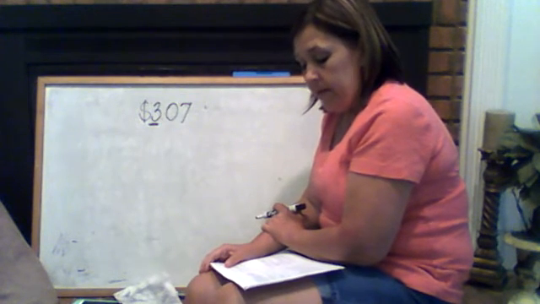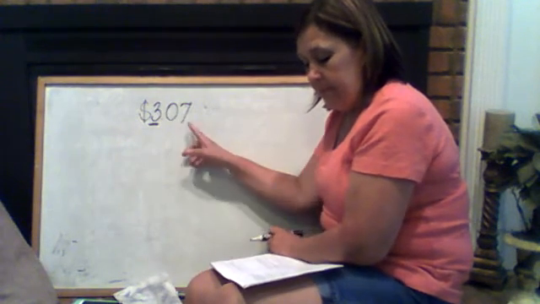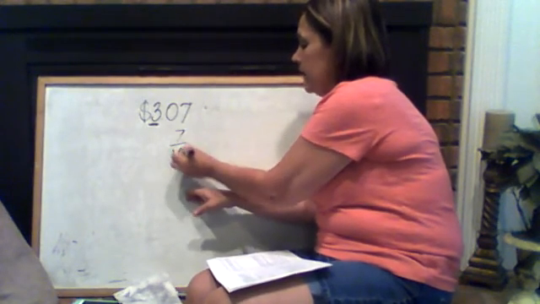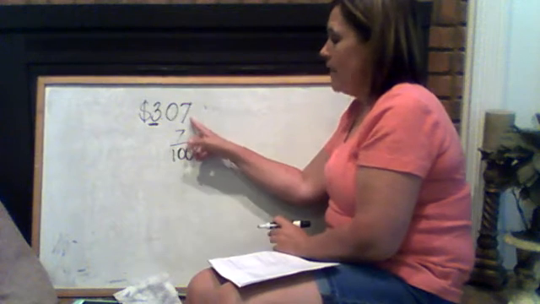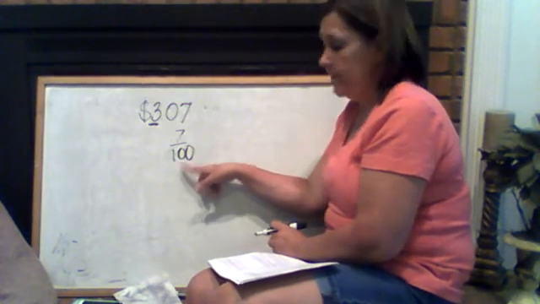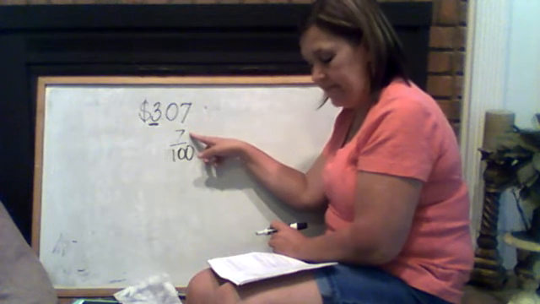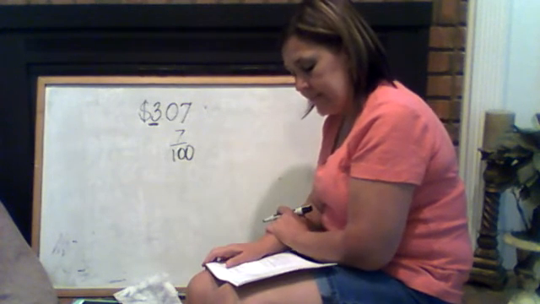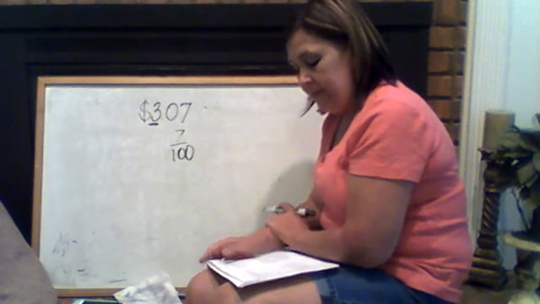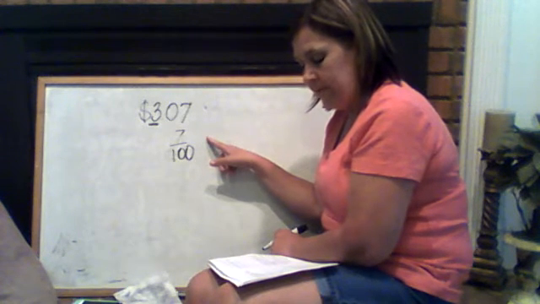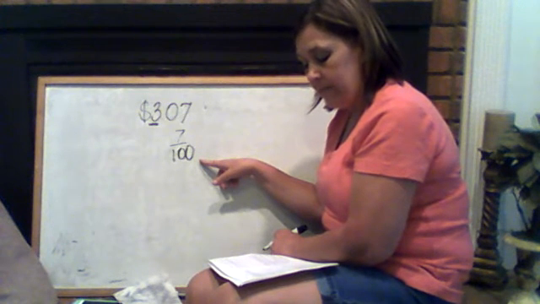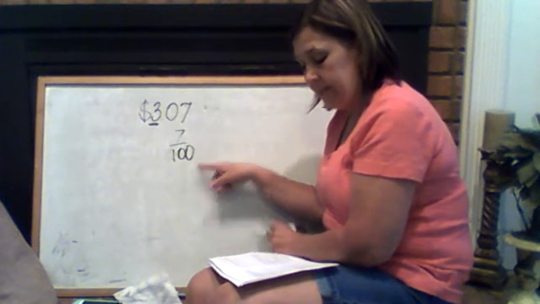$1 equals 100 cents. 7 pennies have a value of 7 out of 100. Because if I wanted this to move to the ones place, I'd have to have 100 of them. So the penny is 7 out of 100 cents. 7 pennies is like a fraction. The 7 in the numerator tells us what part of the set we have. The 100 is the denominator, which tells us the size of the set.